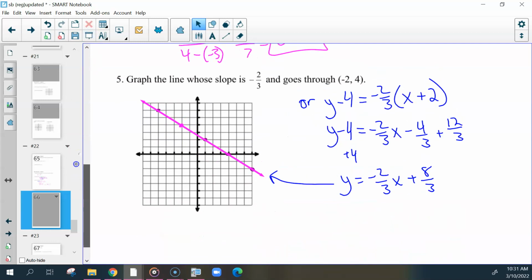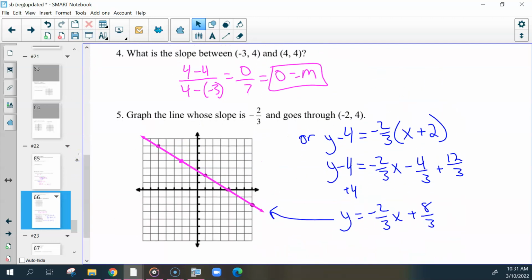Number 4, we needed to find the slope between these 2 points. So you would subtract your y's together, 4 minus 4, then subtract your x's, 4 minus a negative 3. The 4 minus 4 would give you 0. The 4 minus negative 3 would give you positive 7. But 0 divided by anything is 0, so your slope would be 0. What questions do we have on that one?